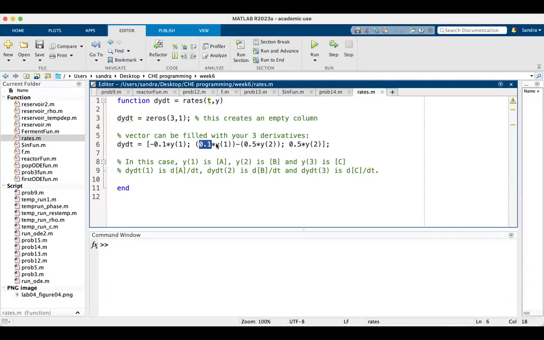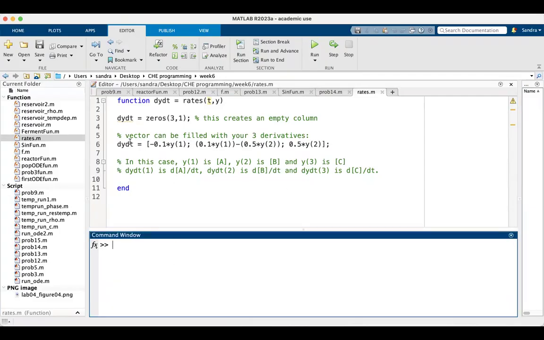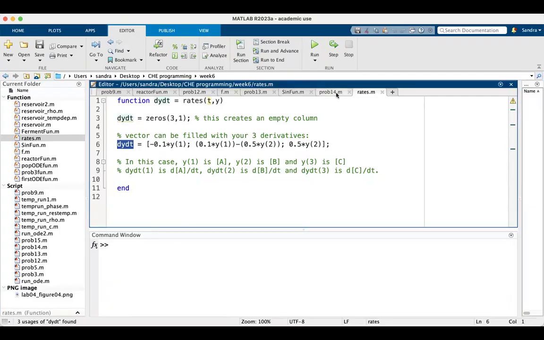So it's 0.1 A minus 0.5 B, and this is 0.5 B. So these were the equations that we have. You have to give it as a column vector. So this is your first row, semicolon, second row, semicolon, third row. Okay, so this is the output, d by dt.